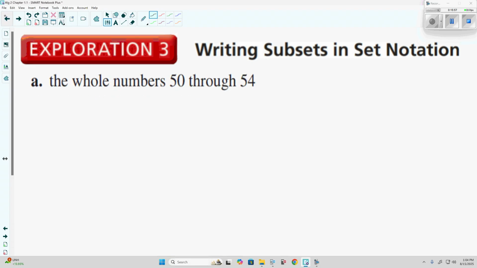The last three problems, we can write these in set builder notation or just write the set out. Now the whole number is 50 through 54. So what would be our first whole number with 50 through 54? Well, it would be 50. What would the next one be? Yeah, 51, because whole numbers are our counting numbers. We don't have decimals, we don't have fractions, so the first one would be 50, the next would be 51. And after that is 52, 53.